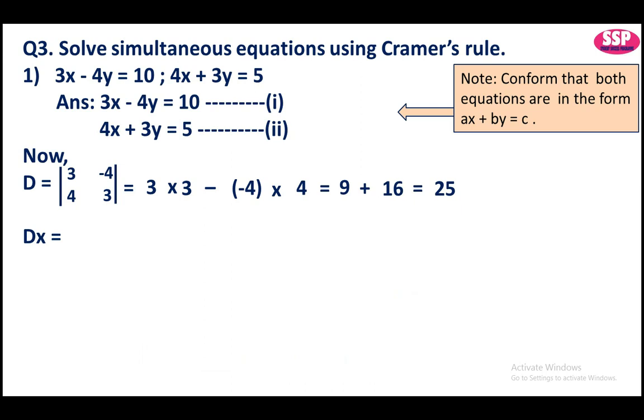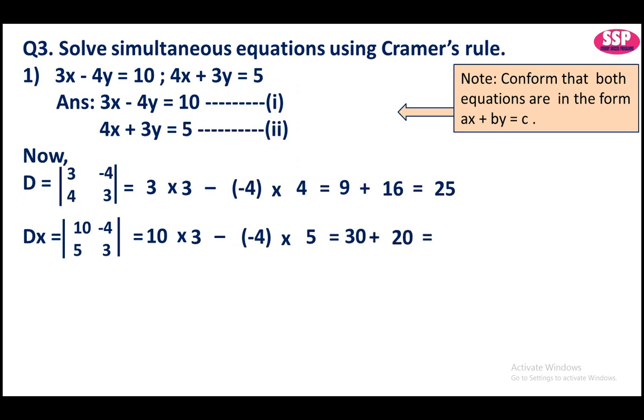Next, Dx is equal to, we have to take here instead of the coefficients of x, that is 3 and 4, the constants c1 and c2 from equations 1 and 2, like this. And keep the coefficients of y as they are, like this. And we have to find the value of this determinant. 10 multiplied by 3 minus 4 multiplied by 5 is equal to 10 3s are 30, minus becomes plus, 4 5s are 20, is equal to 50.